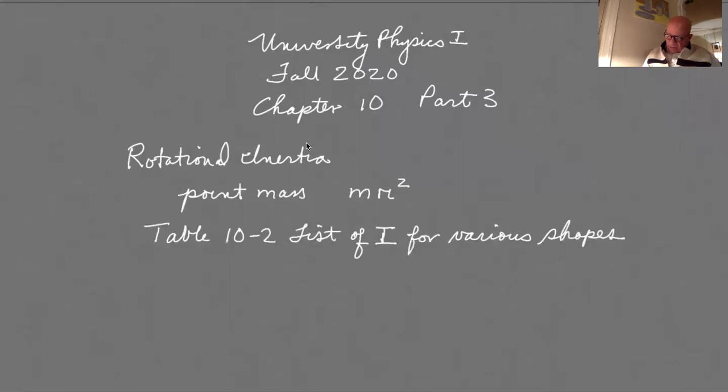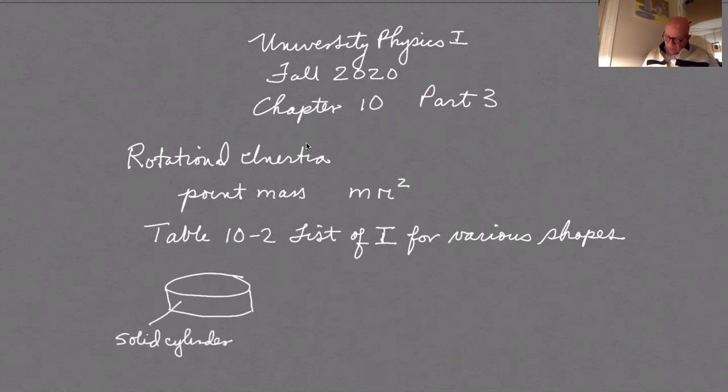For instance, if one were to have a tuna can, this is going to be a solid cylinder, and if the axis of rotation is down through the cylinder, then the I for the cylinder is going to be 1/2 m r squared, where r is the radius and m is the mass.